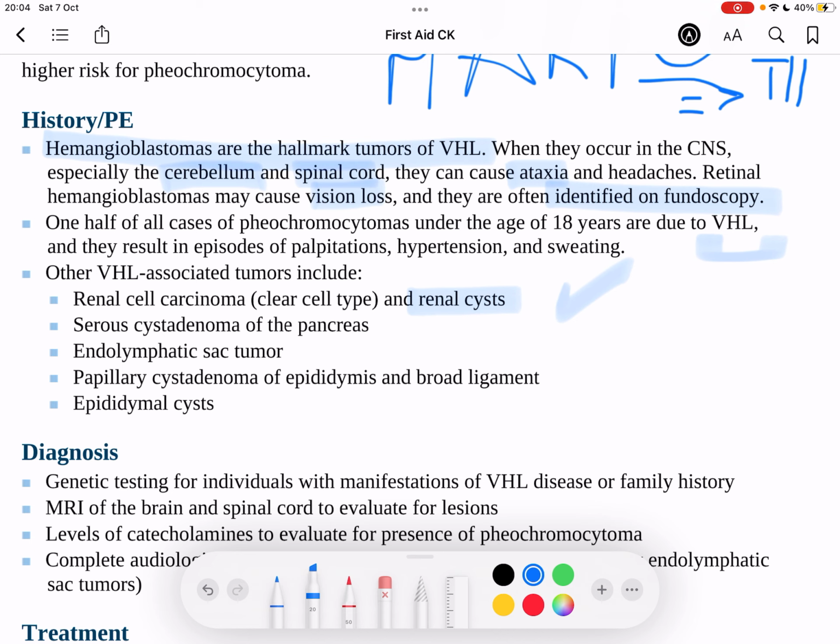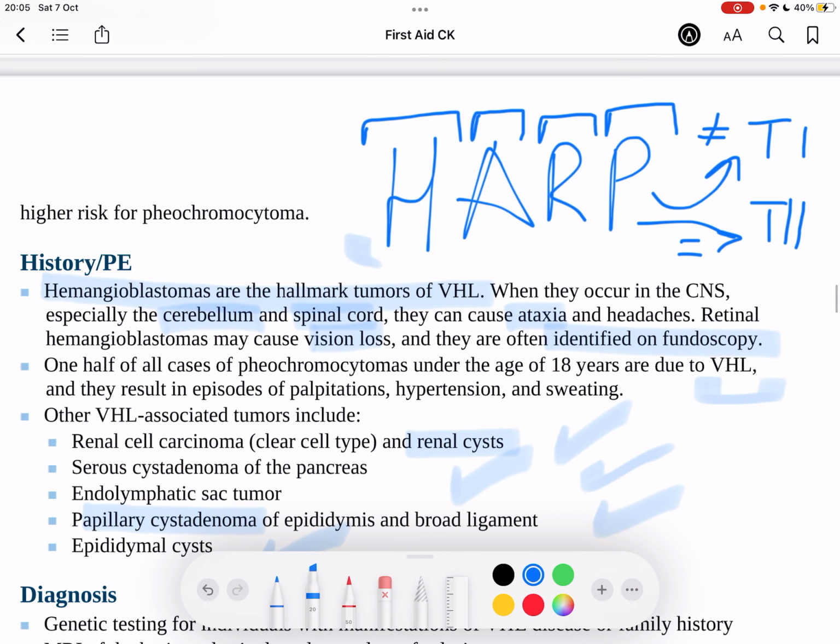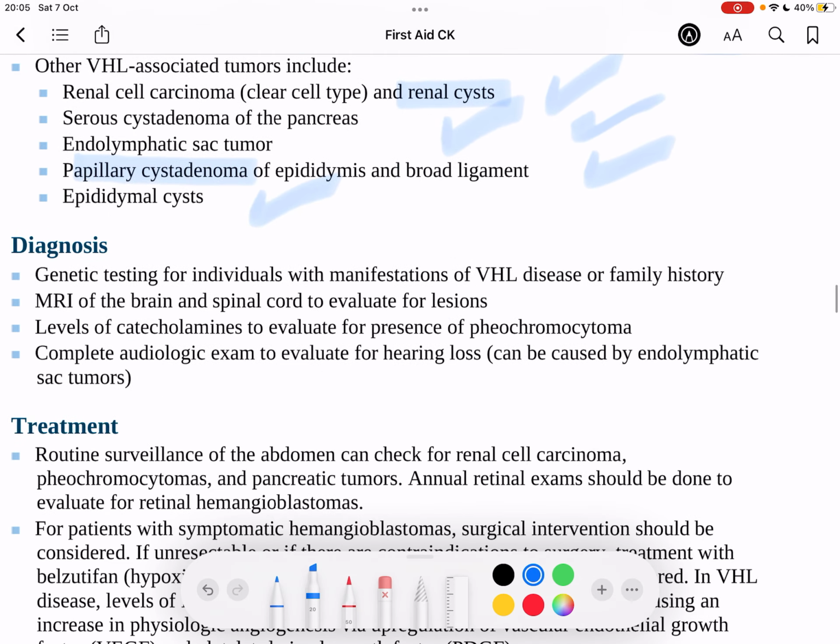In terms of the pancreas, they can get serous cystadenoma. They can also get endolymphatic sac tumours, which I find quite easy to remember because the lymphatic system is very, very similar to the vascular system. Also, we can get a papillary cystadenoma of the epididymis or the broad ligament in a woman, and then epididymal cysts generally. But the main ones I would say are more related to the HARP mnemonic.